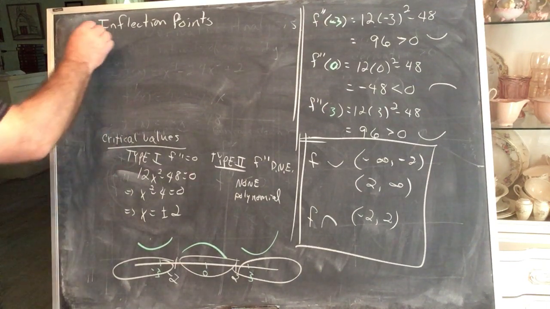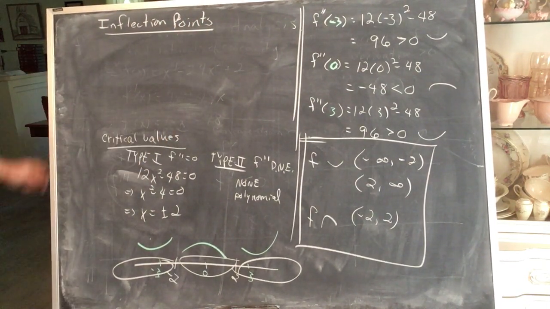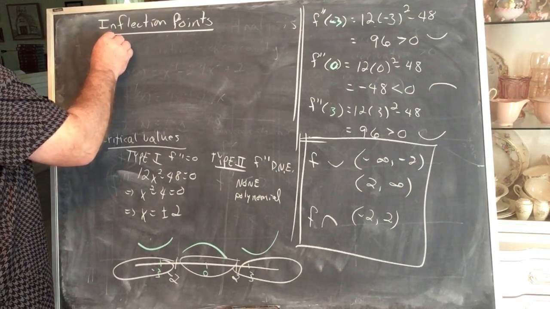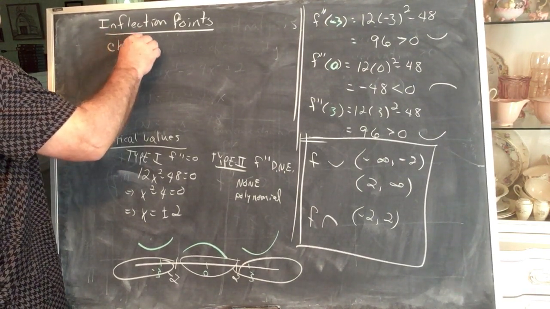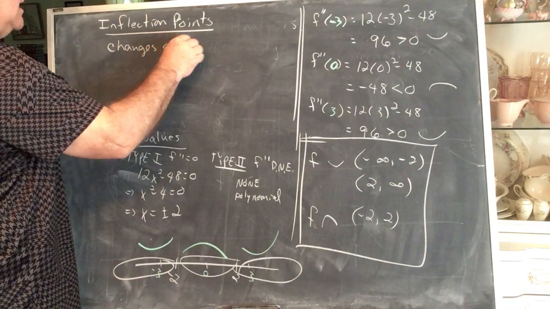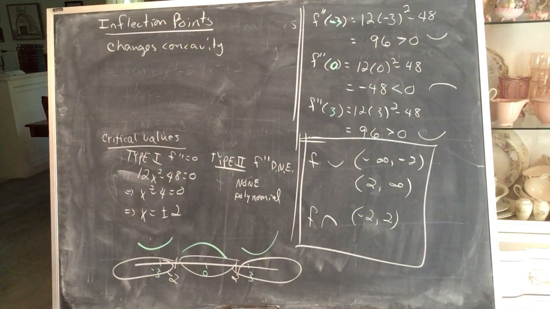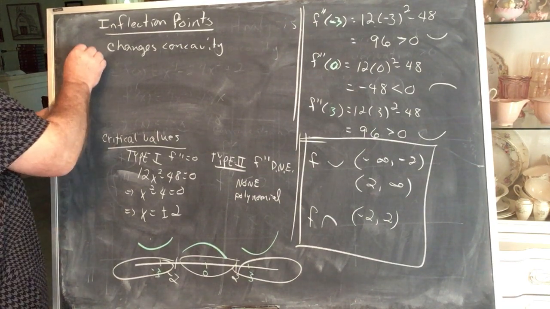Okay, the next notion is the notion of an inflection point, sometimes called points of inflection. An inflection point is where the curve changes concavity. So if there is a point on the curve where it changes concavity.